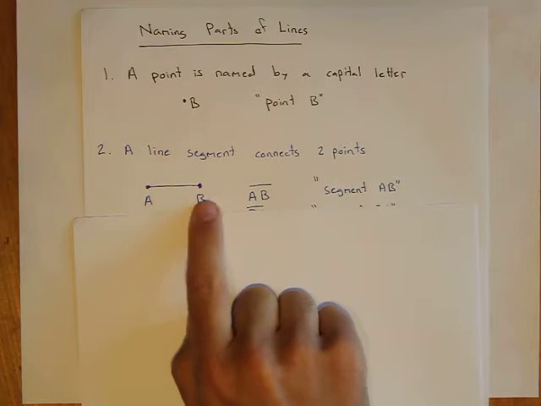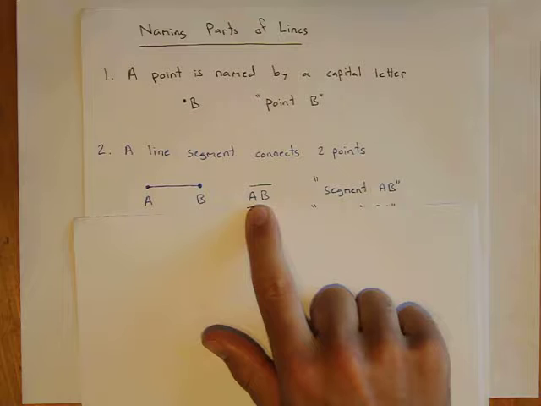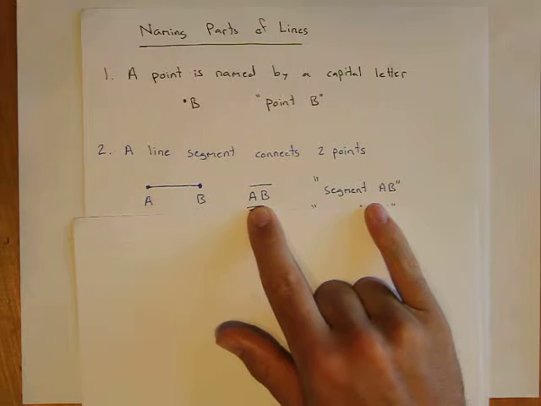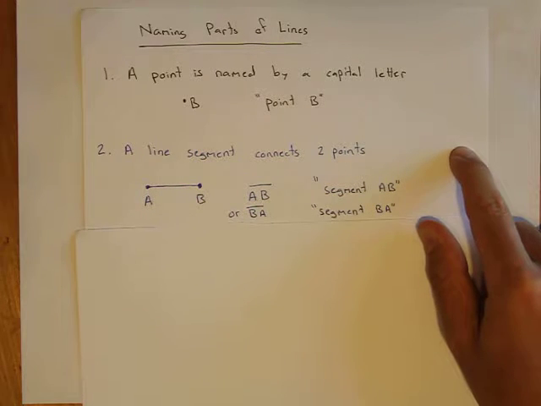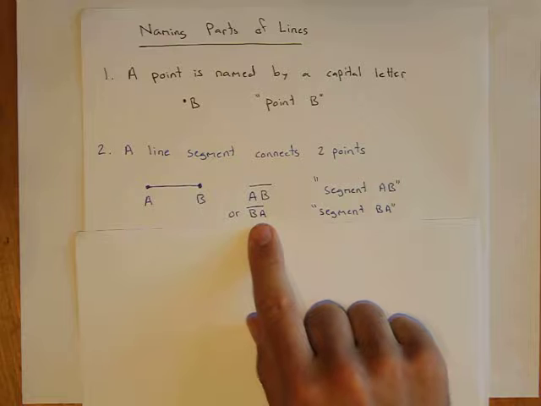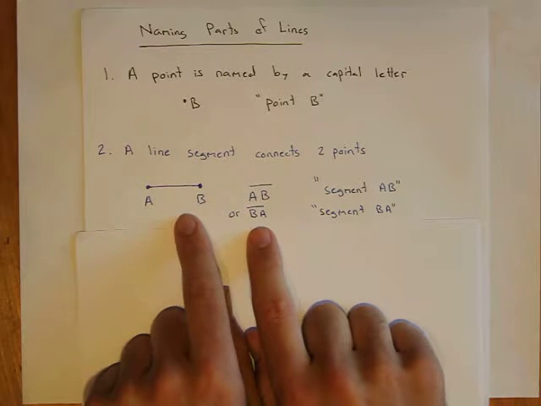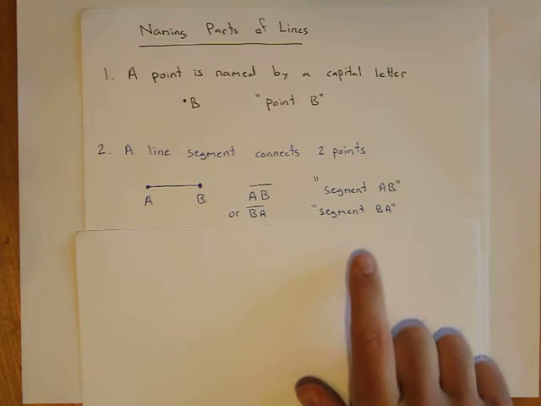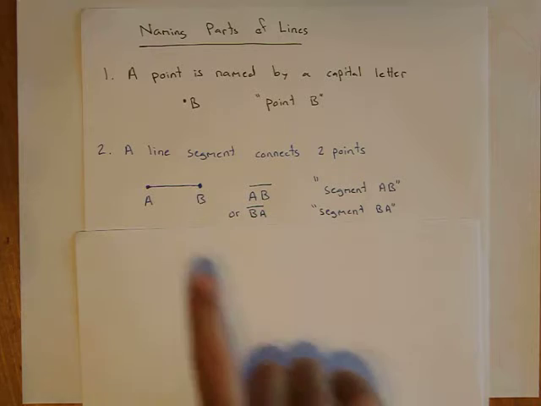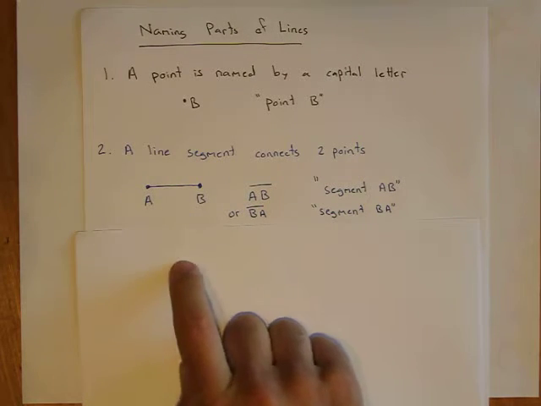Line segment, 2 endpoints, A and B are my endpoints. I can use a straight line over those 2 letters, and that is read as segment AB. Now, the fun thing about line segments is it doesn't matter which order you go in. So I can flip my 2 letters and say BA, still with the line over the top, and say segment BA, and they are referring to the exact same figure over here. Okay, so you do have some choice.